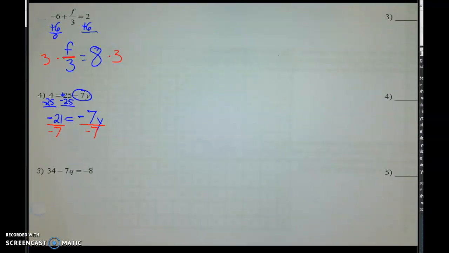Now, number 5. Number 5, you're going to do that one on your own. You have 34 minus 7q equals negative 8. So remember though, even though you can't see that, that's a positive 34 that you're going to get rid of. And the opposite of a plus 34 would be a minus 34 or a negative 34. So keep that in mind as you're finishing that one up.